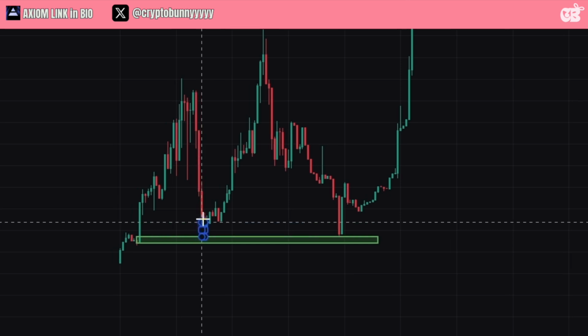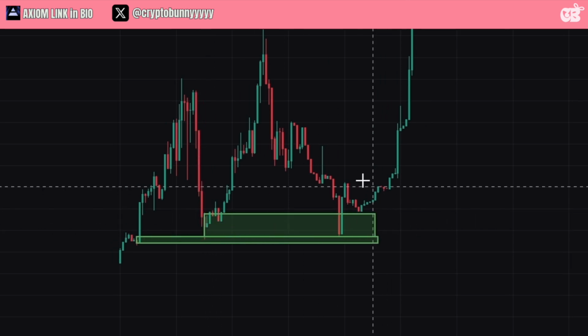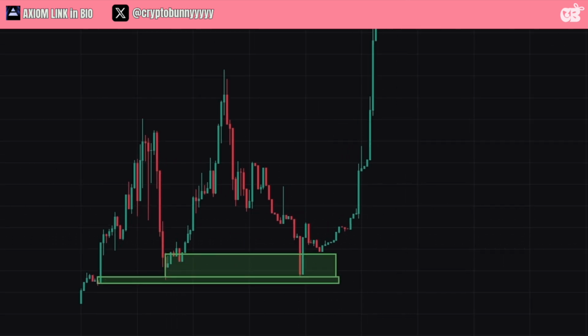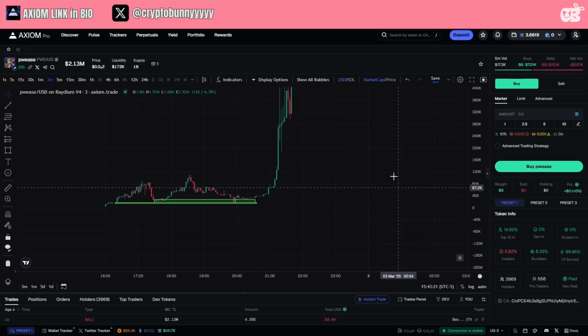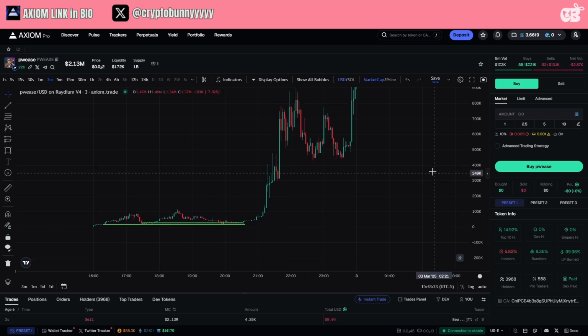So what you can do is draw that out. And where does it come back? It comes back into that low and then it pumps. So we had two layers of support here, this initial one and the second one. When this second one came back down, we can actually wait to see if it comes back into one of these two rectangles, and that's when you can be a buyer. And what happens is it pushes aggressively higher.